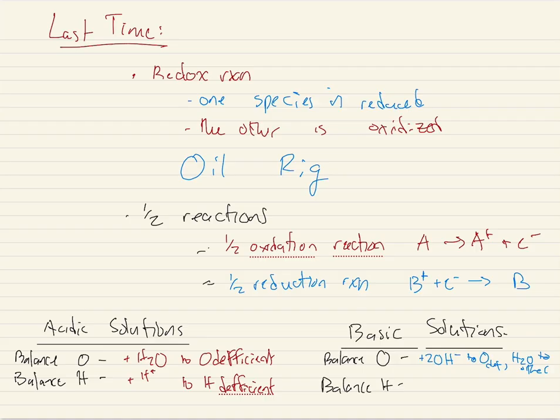Because if you add 2 hydroxides to one side, you've added 2 hydrogens and 2 oxygens. You add water to the other side, you've added 2 hydrogens, so that's hydrogen neutral, right? We haven't added any net hydrogen to the equation, and you've added 1 water. So there's a net surplus of 1 oxygen on the deficient side. All right, so that's how you balance the oxygens.